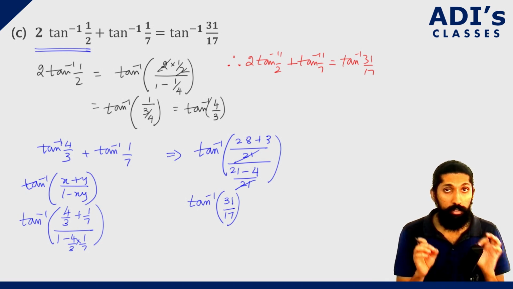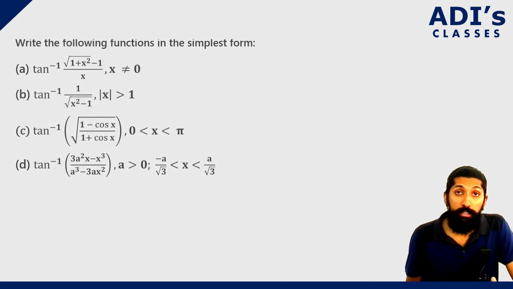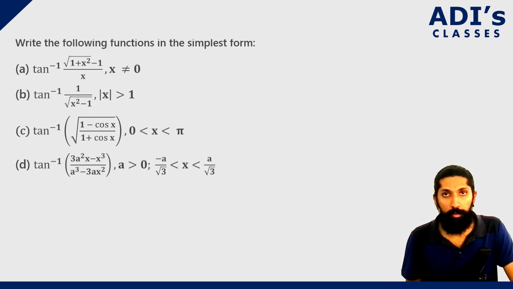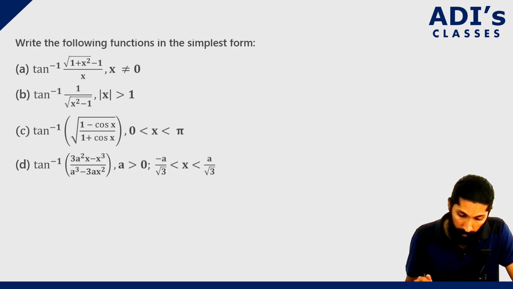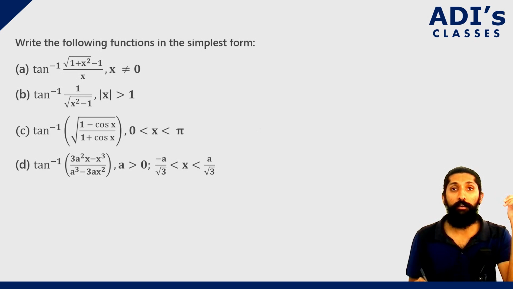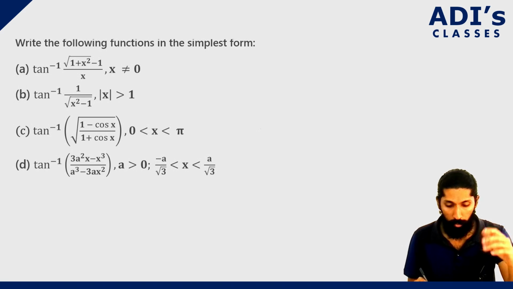Let's do a few more problems of similar type. Let's do simplification type of problems. Alright, look at the first one. Tan inverse of root of 1 plus x square minus 1 divided by x, x is not equal to 0. Whenever they say write in the simplified form, you basically have to substitute a value for x. The first one I'll show how to go about it.